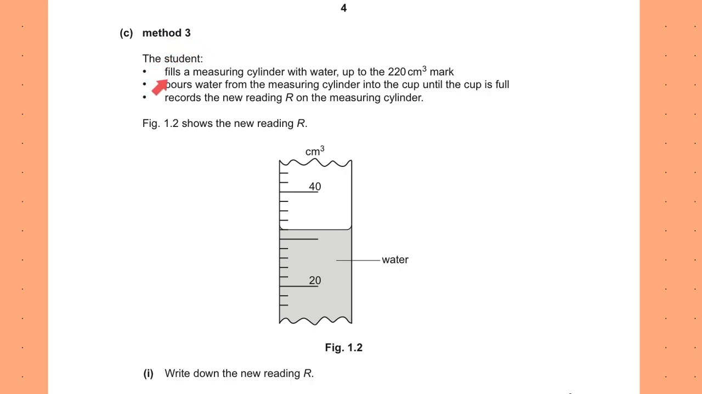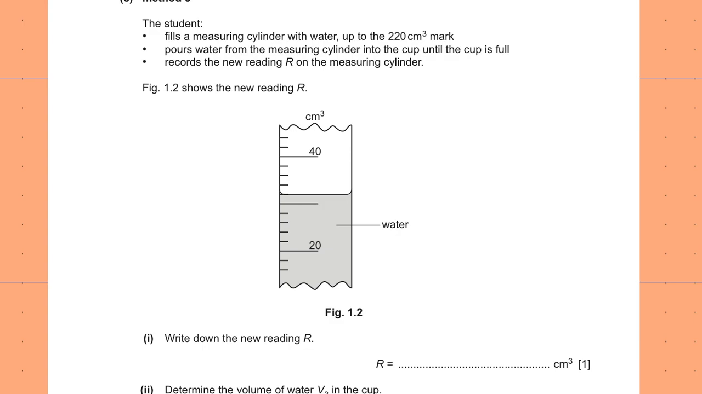Method 3, the student fills a measuring cylinder with water up to the 220 cm cube mark, pours water from the measuring cylinder into the cup until the cup is full, records a new reading R on the measuring cylinder. Write down the new reading R, which is shown in this figure. So this should be 30, right between 20 and 40, and this should be 32 cm cube.